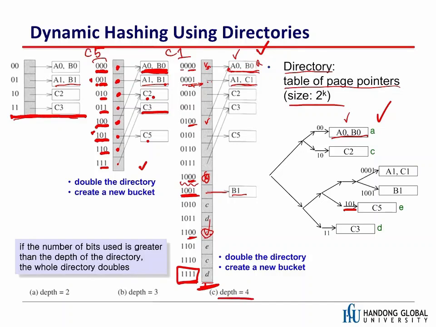But for the worst case, if we insert like A1, B1, C1, D1, F1, H1, then it will increase the depth linearly. So there is some chance to waste memory space for the directories, even though that's not that significant compared to the buckets, but still. Okay, that's pretty much it.